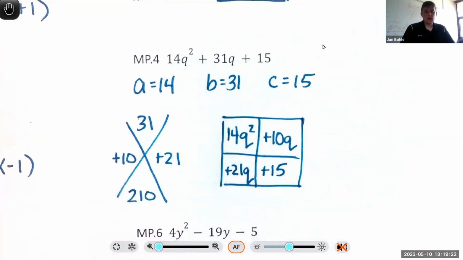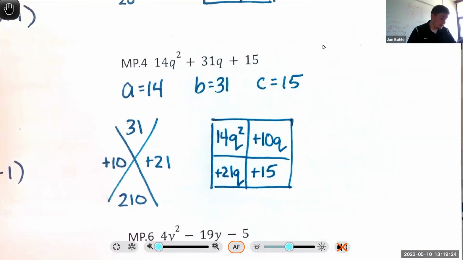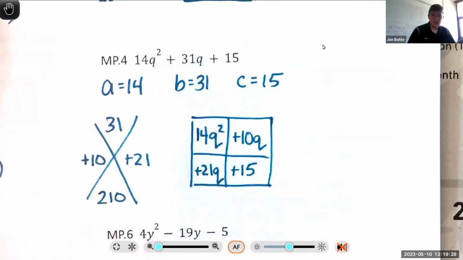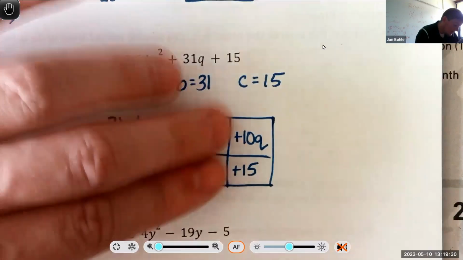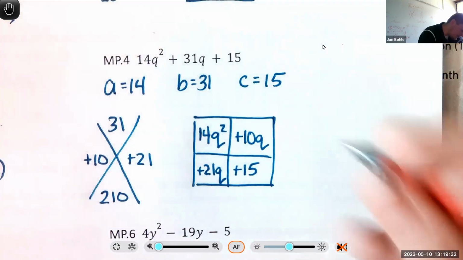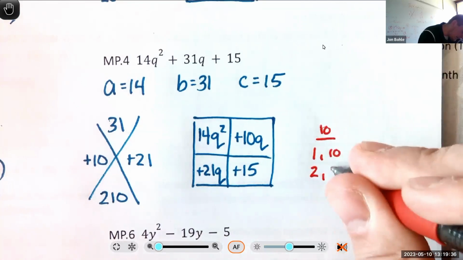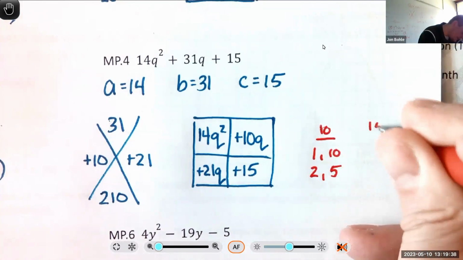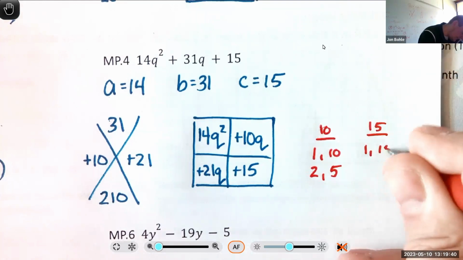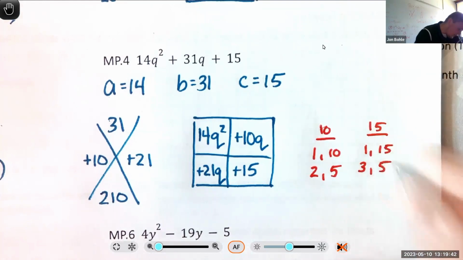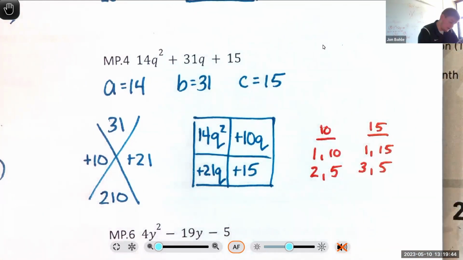Okay, so I am going to show you how to do this, since these numbers are a little bit bigger. I am going to show you what you can do if you really don't know the greatest common factor. So for the greatest common factor between 10 and 15, you just list all your factors of 10, and then all your factors of 15. And what's the biggest number in each list? Well, it is 5. So we can take a 5 out.